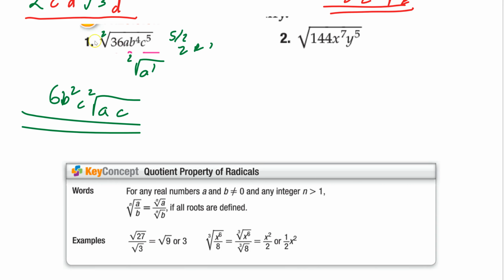Right, so again, let's go over that one again. Square root of 36 is 6. A has a power of 1. 1 can't divide by 2, so that just stays inside. 4 divided by 2 is 2, so it goes on the outside. And then 5 divided by 2 is 2 remainder 1. So 2 on the outside, 1 on the inside. Over here, let's break it up just so we can see a little better.